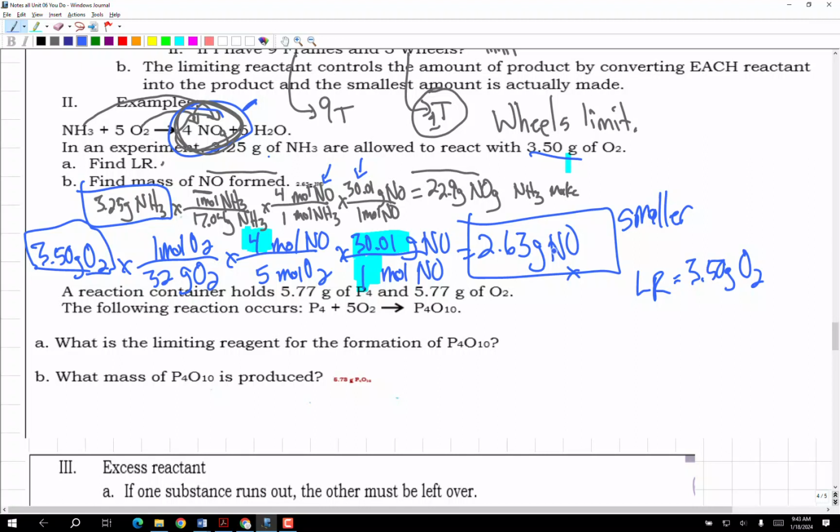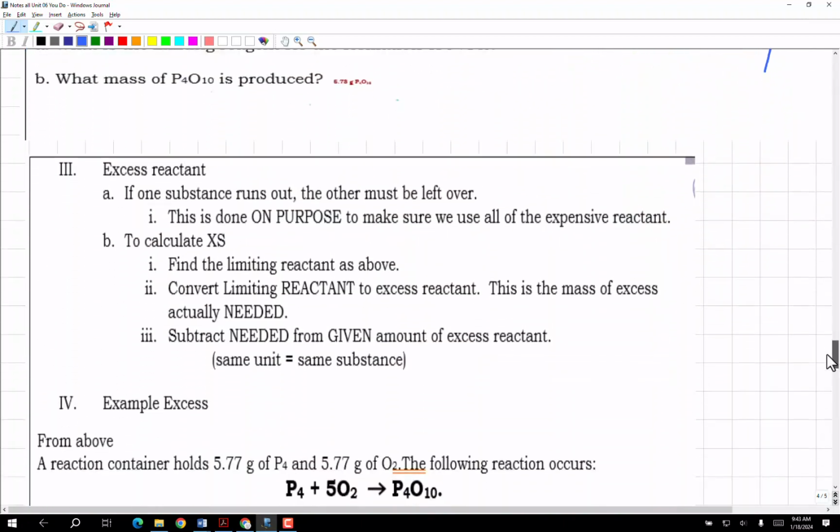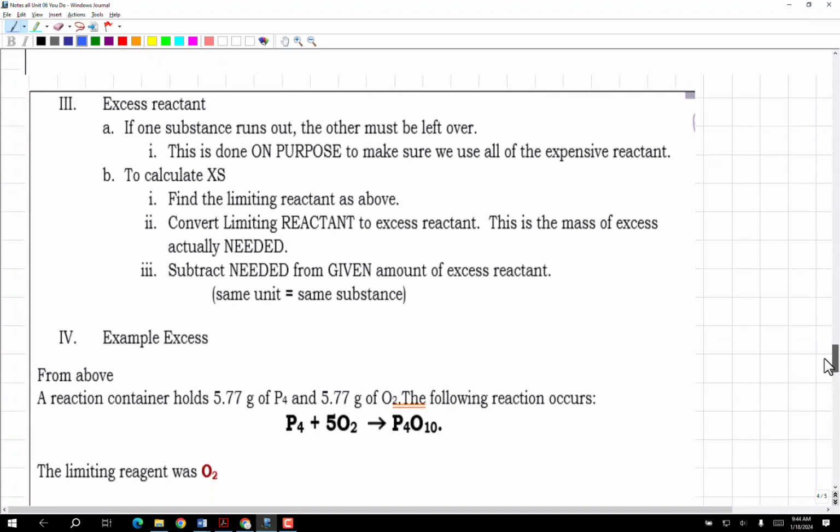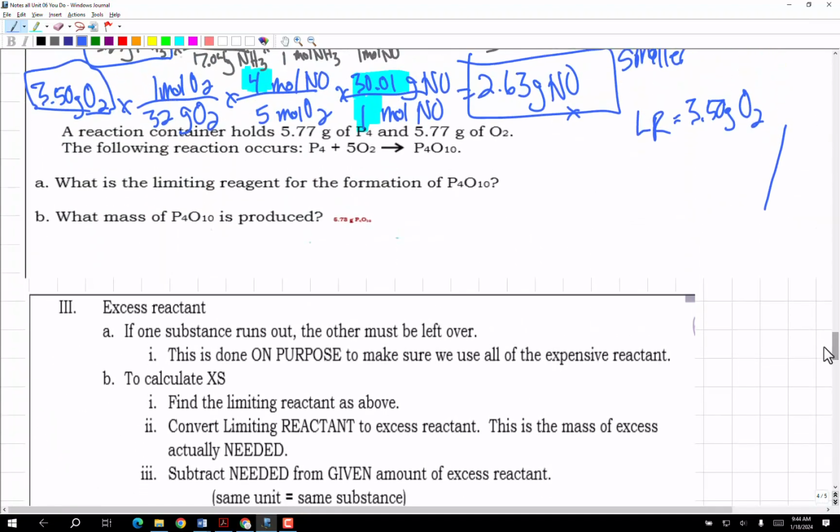And then this tells us the mass of NO that is produced. Okay. What I'm going to do, I know this sounds weird, I'm going to skip this one because I know it's going to go long. And I'm going to do the excess reactant because I have to do a limiting reactant on it first. Okay. Oh, wait. No, actually, I need to do this limiting reactant. Probably do the other one.